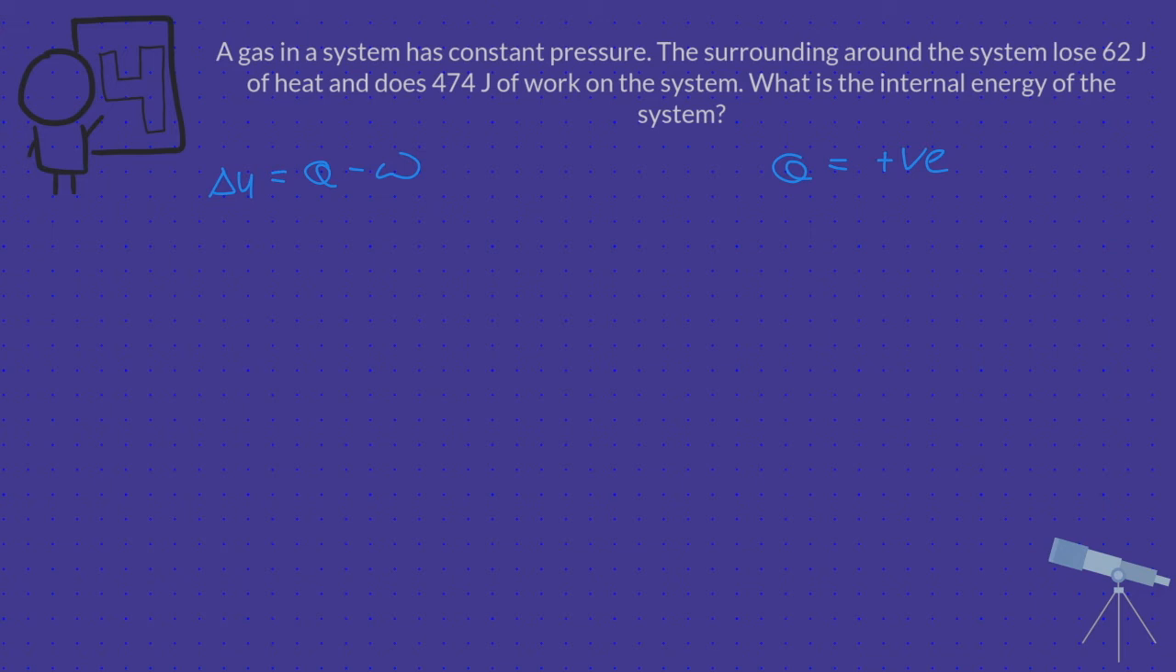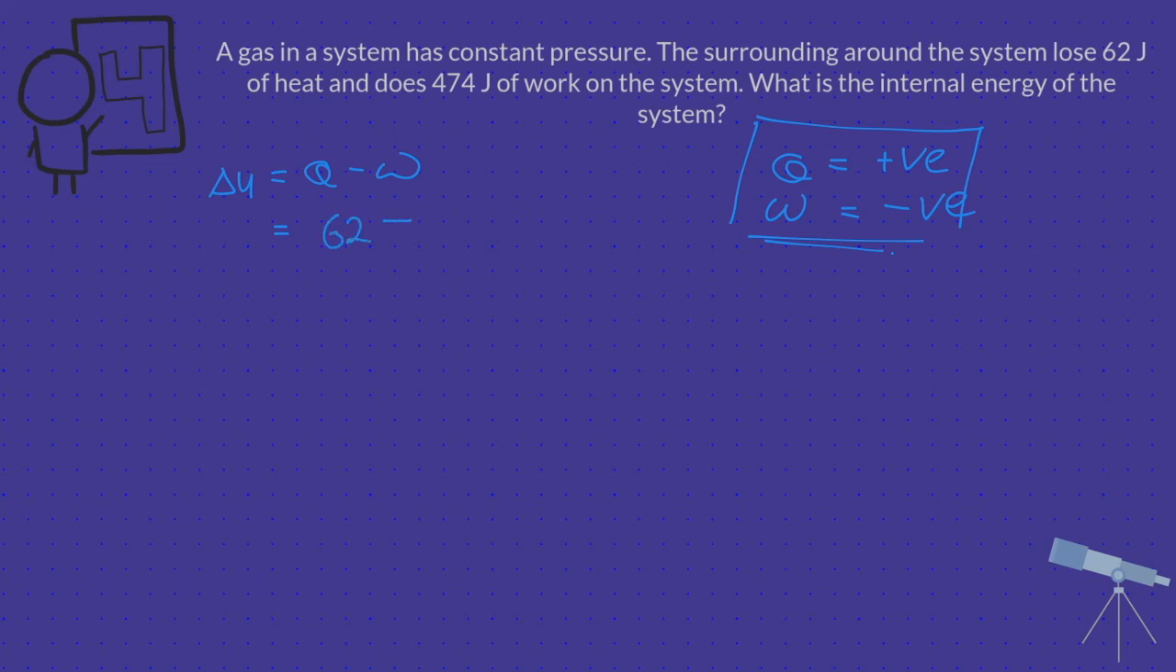And then it states here that the surrounding does 474 joule of work. So the work is being done by the surrounding, not by the system. Therefore, your W should be negative. Right. So you need to get this one straight first. Once you get it, then only you can plug in the values inside your formula. So your Q must be positive, so your Q should be 62.